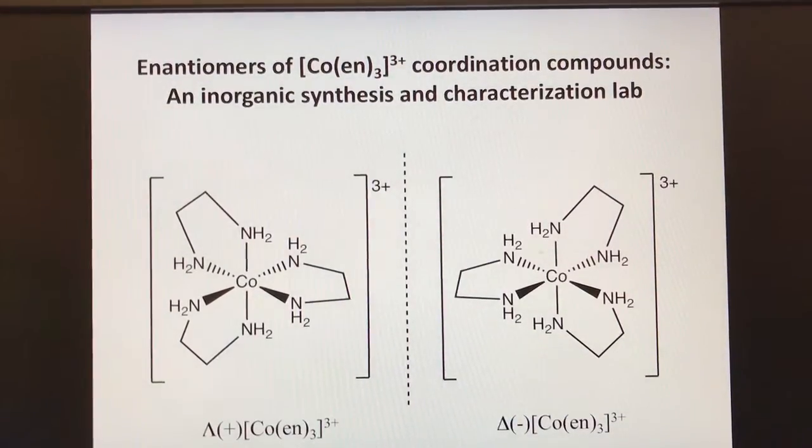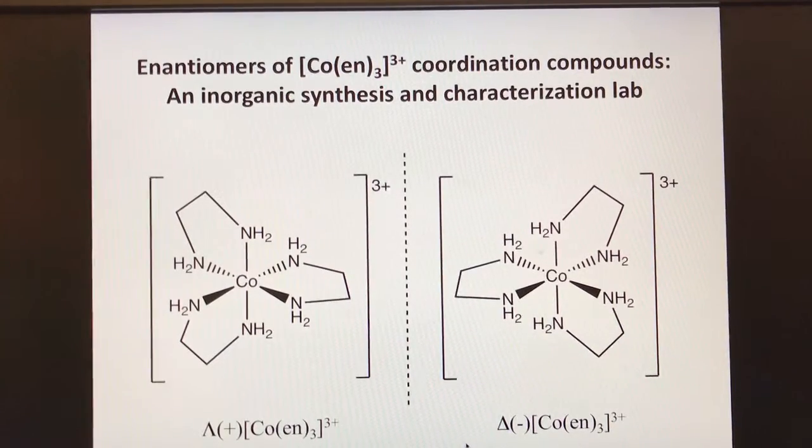So as you know, you'll be synthesizing these enantiomers of these two complexes. So this particular one happens to be the lambda form. This is the delta form. Those designations of lambda and delta, interestingly enough, do not necessarily always coincide in the same way to whether or not it is the positive enantiomer or negative enantiomer.